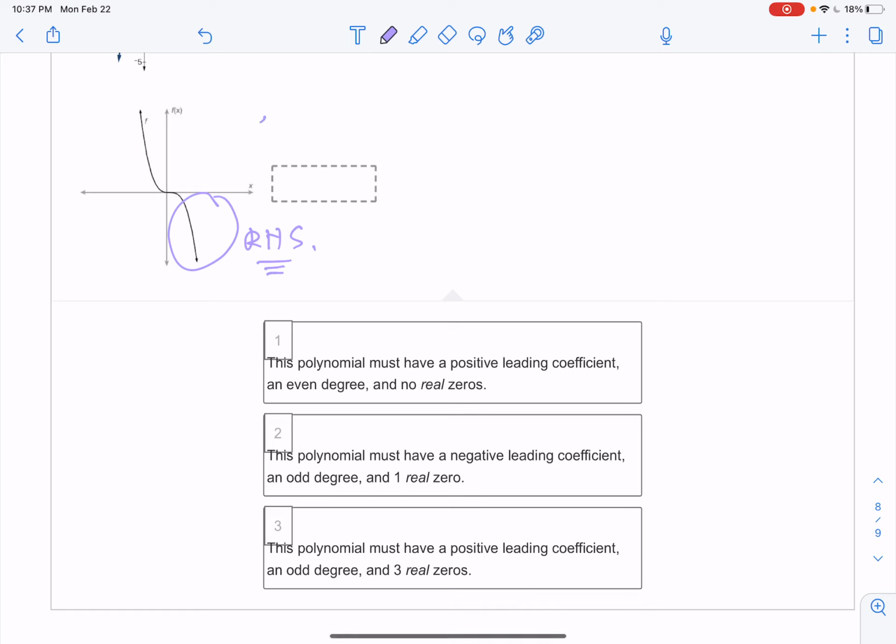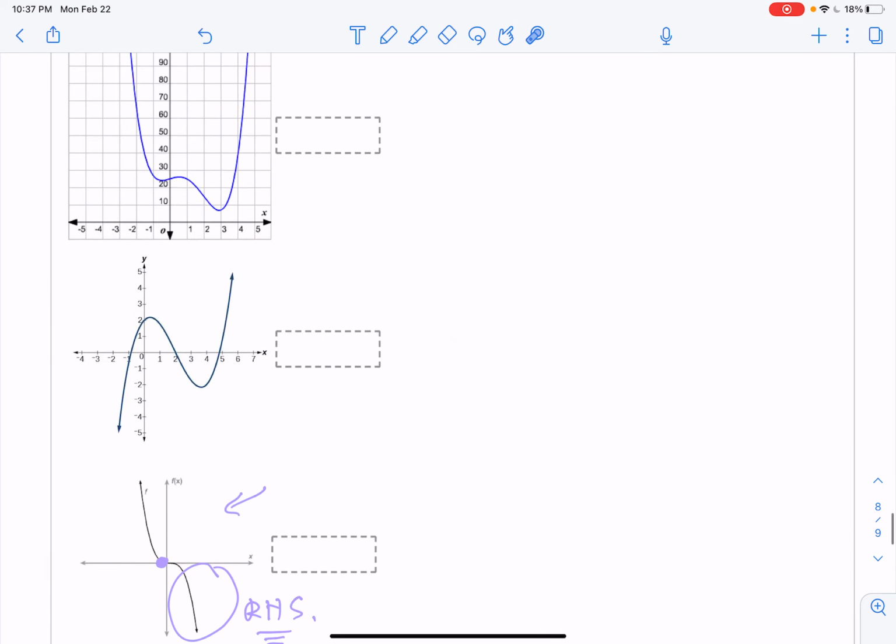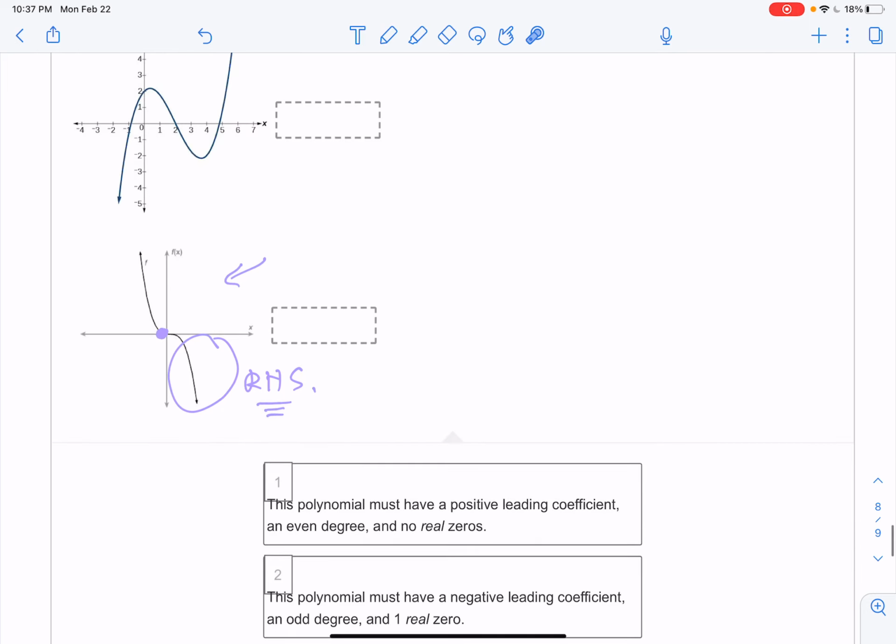Or is this polynomial must have a positive leading coefficient? And is this going to be an odd degree or an even degree? How many real zeros does it have? That means how many times does it cross this x-axis here? Okay, so you're just going to match these 3 with the correct graph, and that's just pick it up and put it in the correct spot.